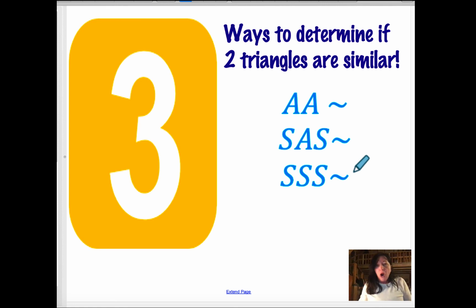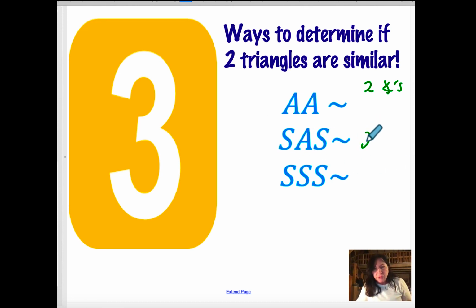Next question. There are actually a lot of questions on the test on just this one topic. There are 3 ways to determine if 2 triangles are similar. That's it. The first way is angle. That's given 2 angles, okay? And that's it, because if you have 2 angles, you automatically have the third angle.